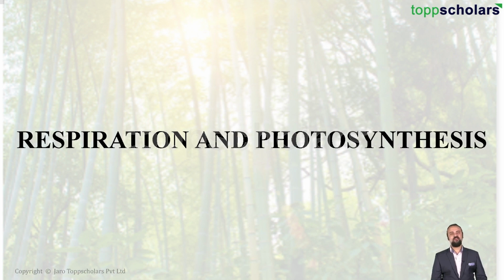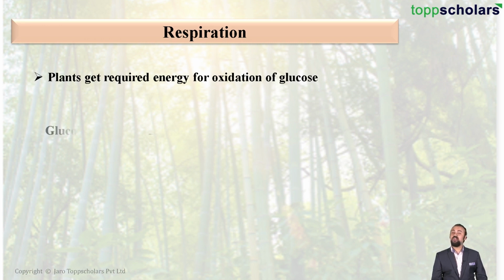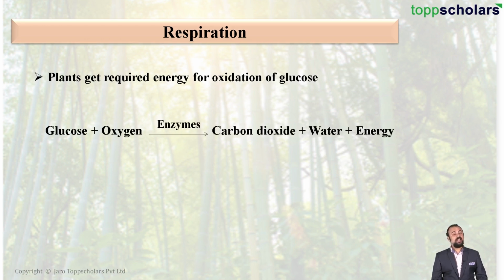Today we'll be learning about another very simple and interesting topic, that is respiration and photosynthesis. Students, we all know that plants make their own food in the form of glucose. Now, during respiration, the plants utilize oxygen taken in from the atmosphere and use this oxygen to oxidize the glucose for releasing energy. Take a look at the reaction.